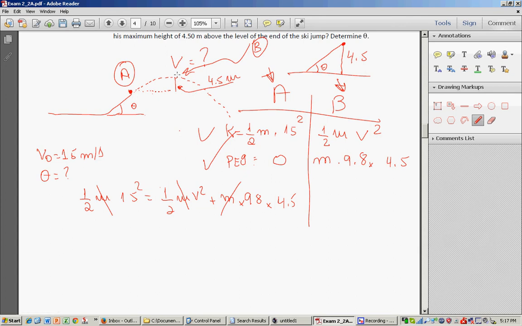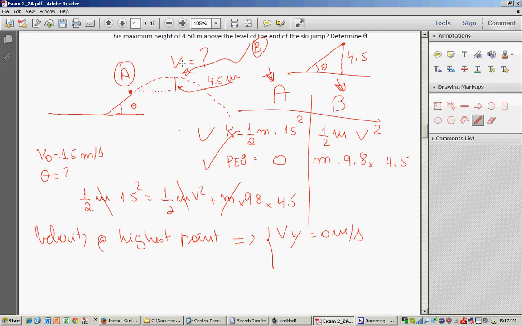So when you go to part B, how can you find theta? Well, the velocity at the highest point is the one in which the projection of velocity in the y direction is zero, right?